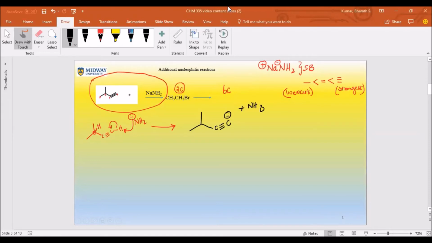Now, this is your nucleophile. All we have done here is, the starting material is just a nucleophile. So this is a nucleophile. Now, this is not the actual reactant. This right here is the actual reactant. So this reacts with CH3, CH2, Br, right?